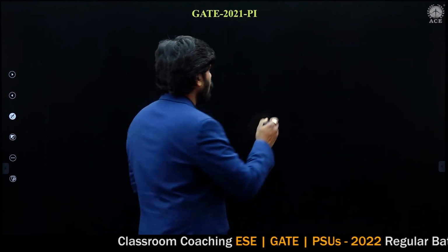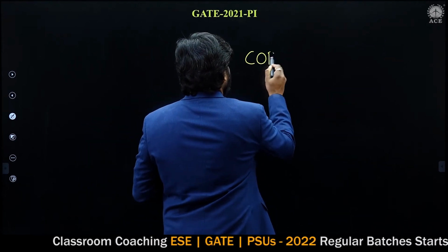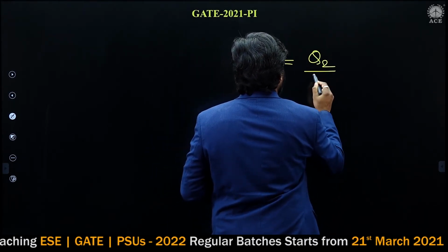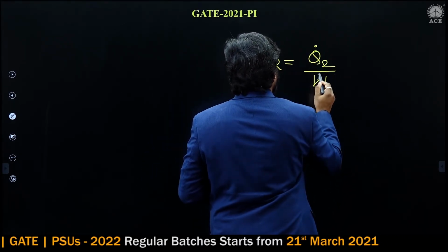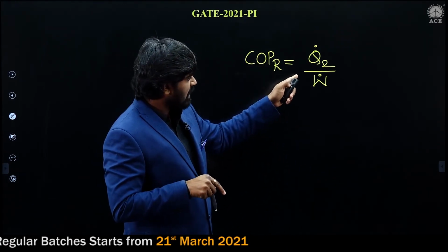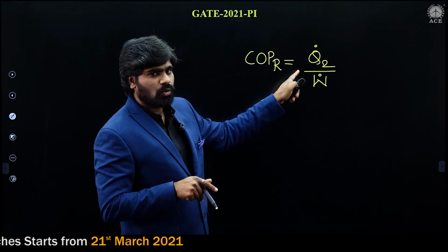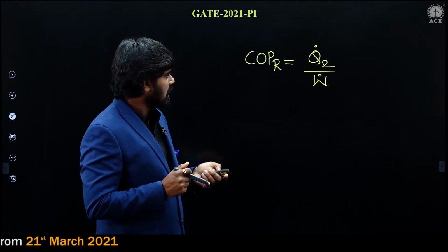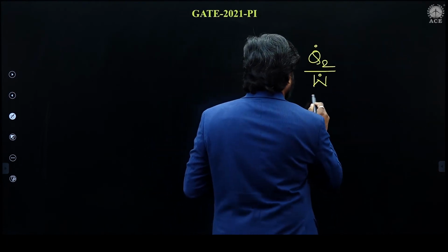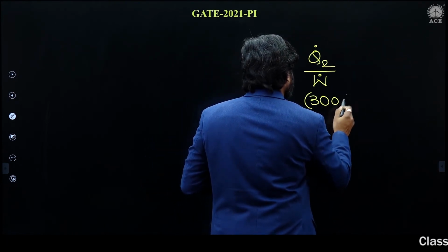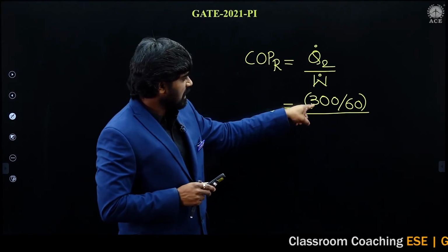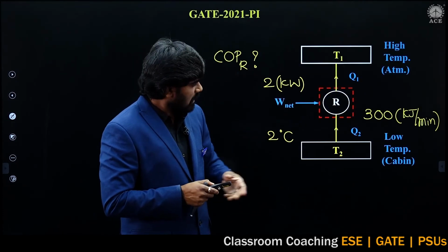COP of the refrigerating machine is equal to, we know very well, Q2 divided by W. Q2 dot by W dot, because both are in rate form. Q2 in rate form is given, W in rate form is given. That's why Q2 dot by W dot. Q2 is given as 300 kilojoule per minute.